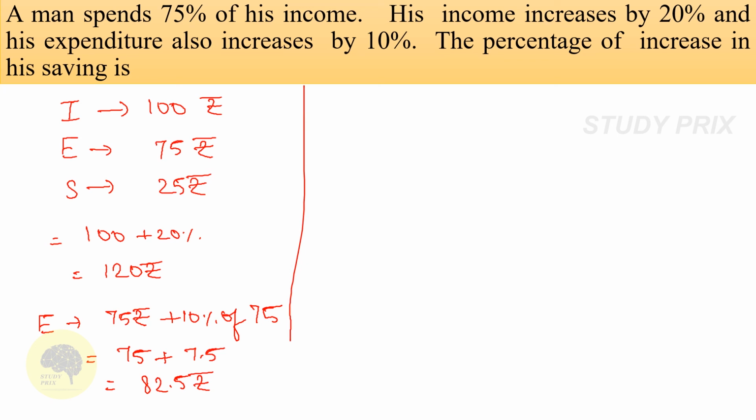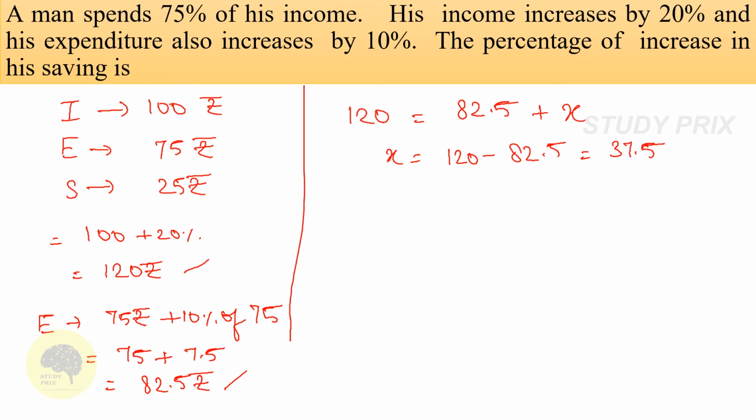From this, we can find the new saving amount. We already know the new income and the new expenditure. Income, new income 120 rupees is equal to new expenditure 82.5 plus new saving taken as x. Therefore, x is equal to 120 minus 82.5. Therefore, 37.5. Okay.